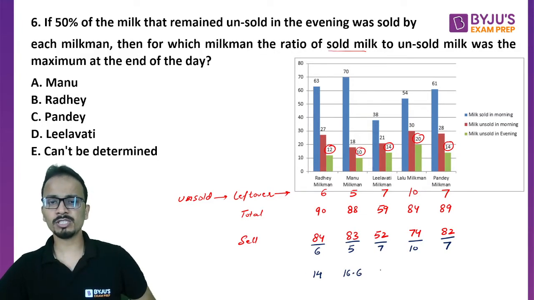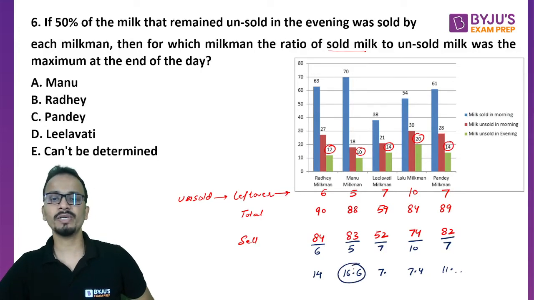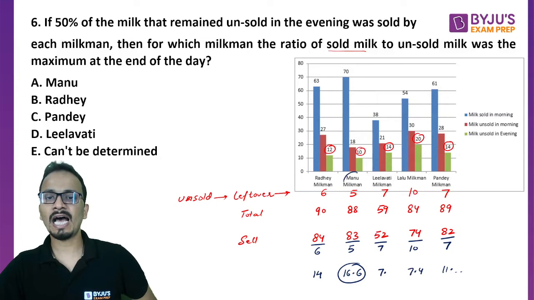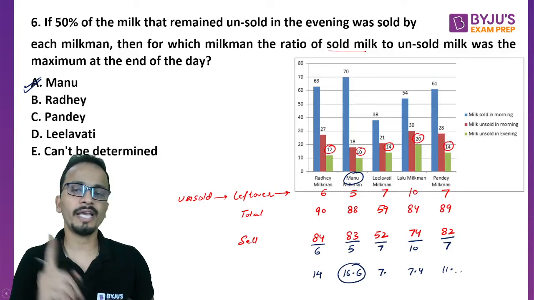Now 52 upon 7, the value will be 7 point something. 74 upon 10 is 7.4. 82 upon 7, it will be around 6 point something, right? No, 11 point something, I'm sorry. So 11 point something. So out of these values, the maximum value is 16.6, and it is for Manu milkman. So answer for this question will be option A.